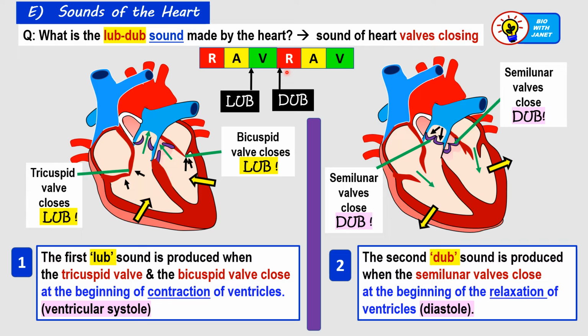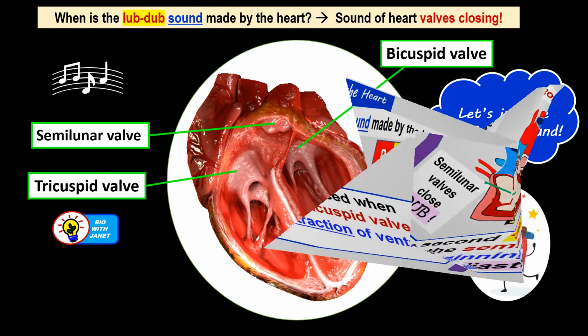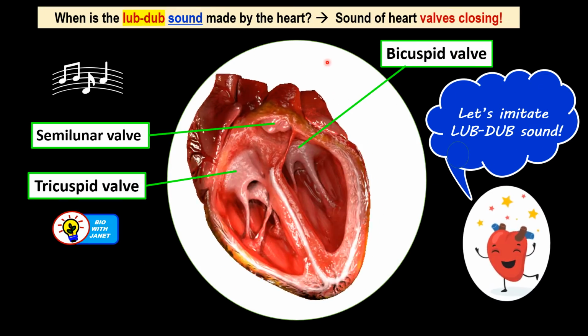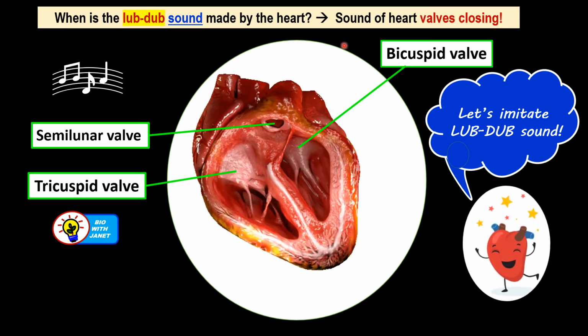Then the semilunar valves close and you hear the DUB sound. Alright? So in between the LUB and DUB sound is the contraction of the ventricles. So the LUB DUB sound made by the heart is actually the sound of the heart valves closing.